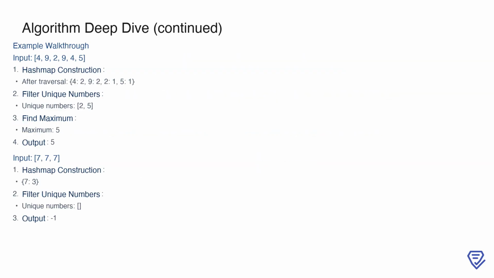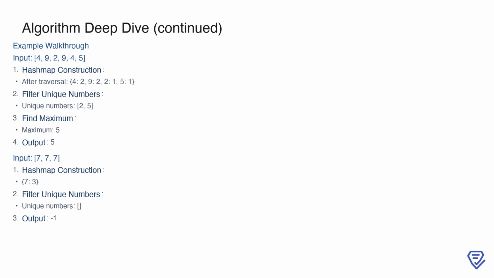To better understand the algorithm, let's walk through a couple of examples. First, consider the input array 4, 9, 2, 9, 4, 5. After constructing the hash map, we get 4:2, 9:2, 2:1, 5:1. Next, we filter out the unique numbers, which are the keys with a frequency of 1. This gives us the list 2, 5. Finally, we find the maximum in this list, which is 5, so the output is 5.